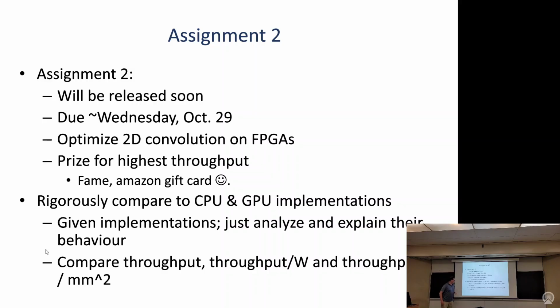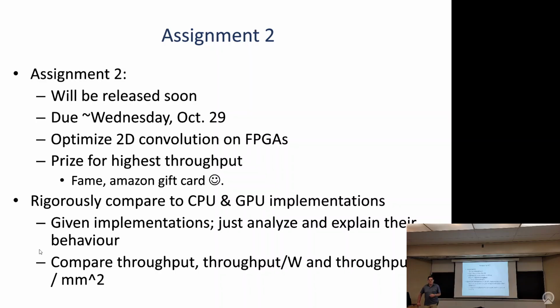Prize for the highest throughput: fame, right? It's going to be announced to the group here, so that's obviously the key reason to do it. Also an Amazon gift card, probably not going to make up for your tuition, so probably not a really good reason to do it, right? There are probably easier ways to get an Amazon gift card. So the main thing you're going to do is see how to optimize this on an FPGA.